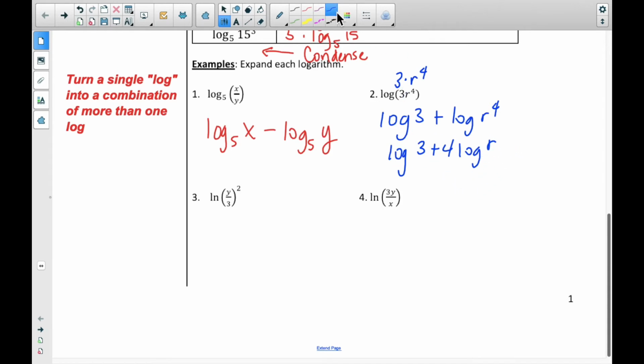And one thing I didn't mention here is what is the base of this? Like this one was log base 5. What's the log base here? We don't usually write it in, and we don't have to write it in, but it is 10. When it's not written in, that means log base 10.